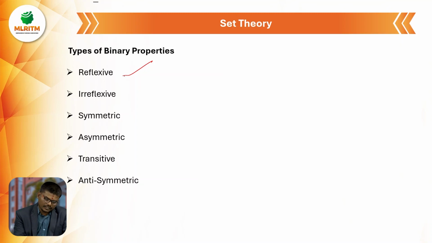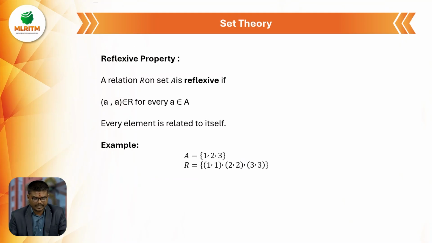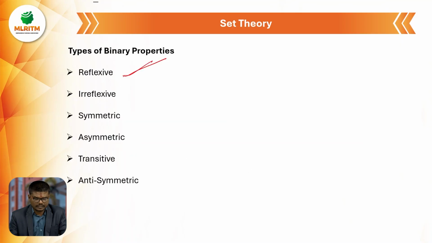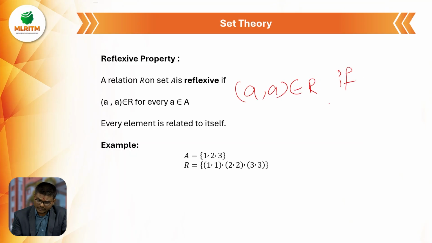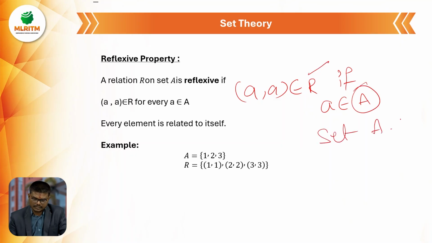Then what is the reflexive property? A relation R on a set A is reflexive if it satisfies (a, a) belongs to R for every a belonging to A. Here R is the relation and capital A is the set A.